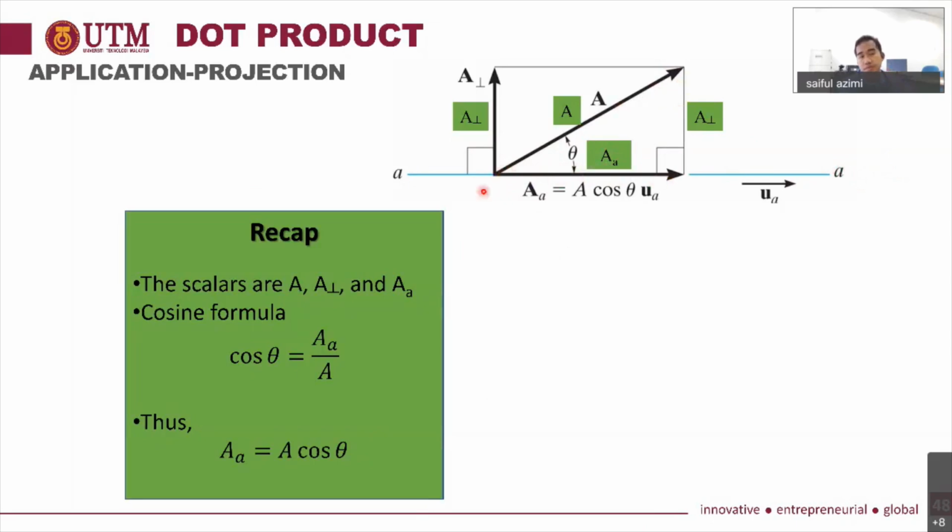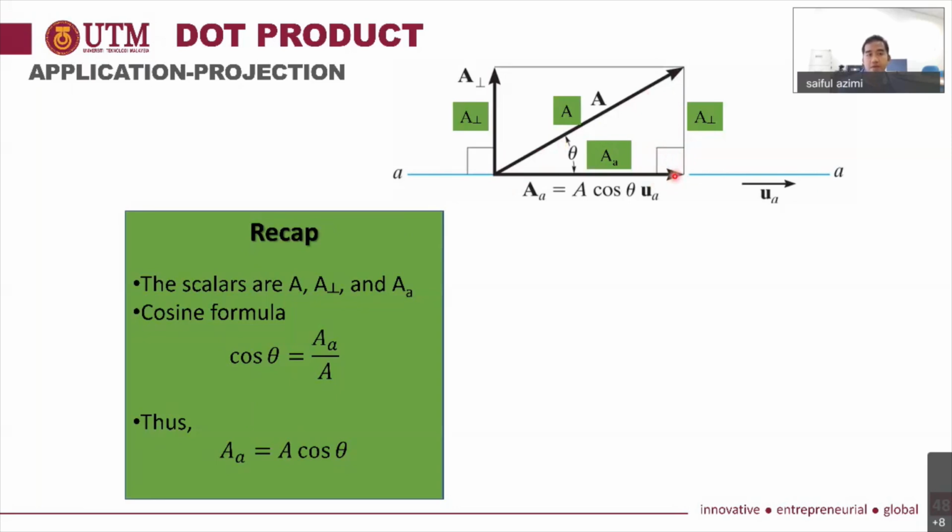So the projection means that you have a vector A here, okay? And then you project to the axis A here with the requirement that it will produce a right angle triangle. Okay, you can see here, it is producing a right angle triangle. So right angle triangle means that you have 90 degrees here. So this is the projection, right?